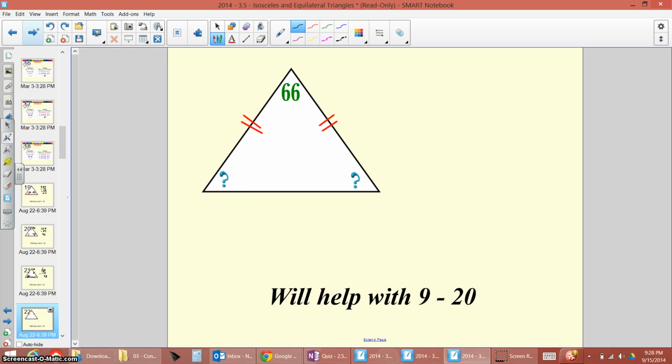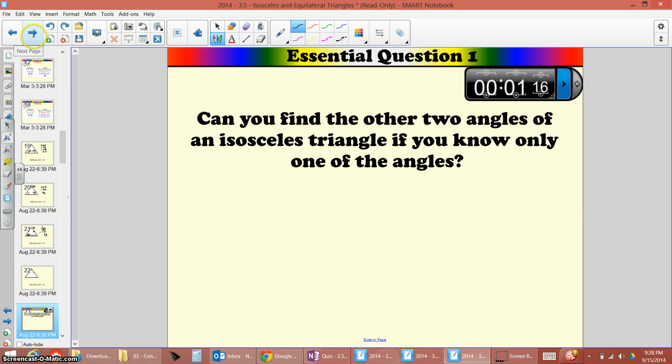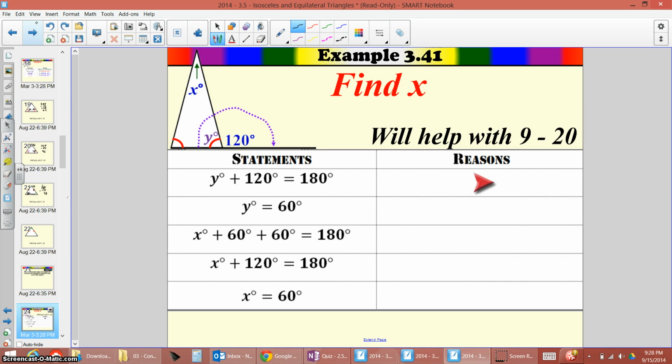So here, we go on to the next problem. Okay, can you find the other two angles of an isosceles triangle if you know one of the angles? This is an essential question. Please answer it on your own. Pause the video if you need time. I'm going on.